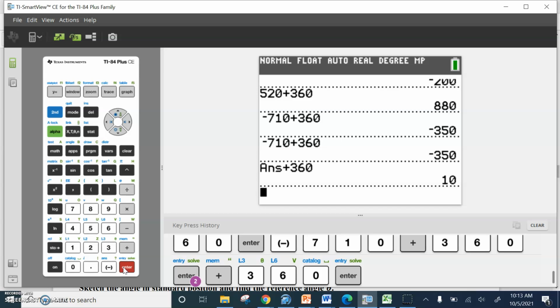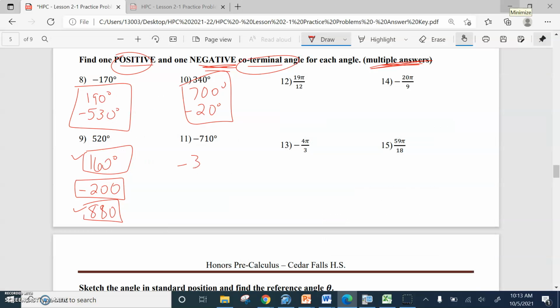So negative 350 and 10 are the two answers. Even though I added 360 twice, it works. So negative 350 and 10 degrees work. Okay, so you get the idea. All you're doing is adding 360 or subtracting 360, and you may have to do it a couple times until you get a positive or a negative that you're looking for, but it's as simple as that.